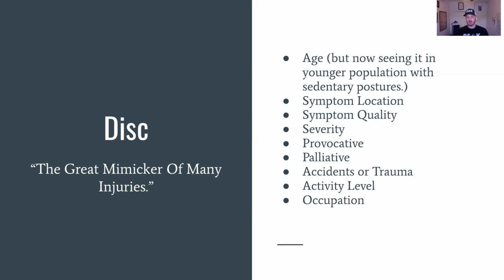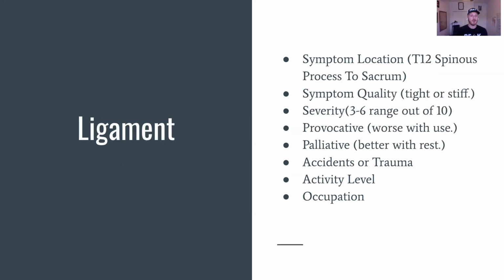So disc, like I said, is a great mimicker of many injuries, but it shows up with a very predictable pattern. Like, hey, one day I woke up and I'm like 8 or 9 out of 10, it's sharp and stabbing. It feels better if I lay down, worse if I use it. That's going to really help you start to think critically about what's going on and knowing that the disc is a major component. Ligament is a big problem too.